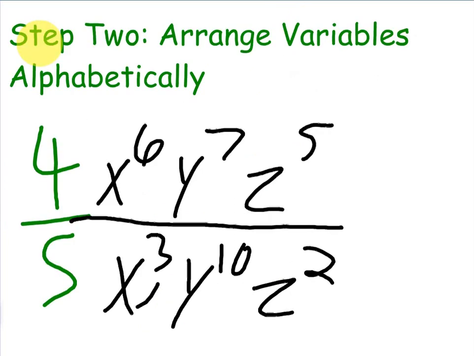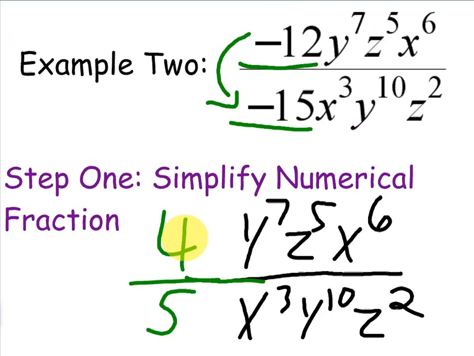Step 2, like we said, is going to be arrange alphabetically. So all I'm going to do is make sure my x, y, and z goes in that order on the top, and it's already in that order on the bottom, so I don't have to do anything to the bottom.